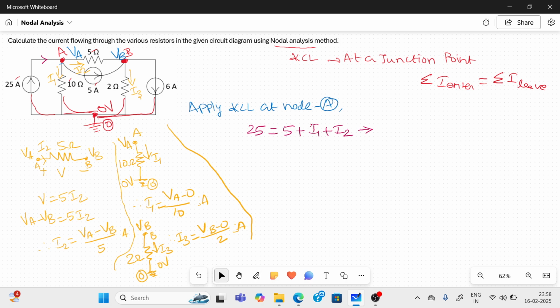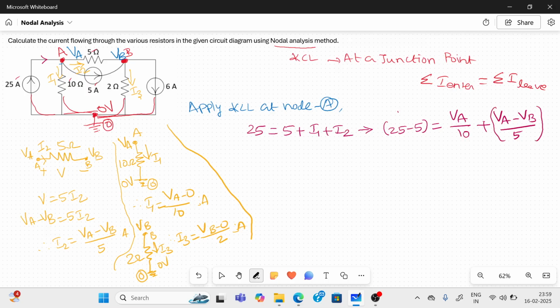This 5 will move to this side. 25 minus 5 is equal to I1, which is VA by 10, plus I2, which is (VA minus VB) by 5. Both are leaving, right? Take the LCM.